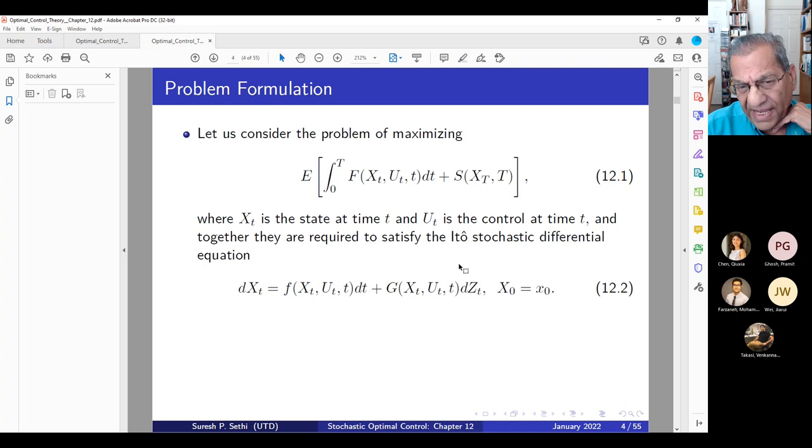Notice, every differential equation only makes sense in terms of how you integrate or solve it. For example, if I have x dot equal to f, then I write dx_t is f dt, and I integrate on this side, and I integrate on this side.